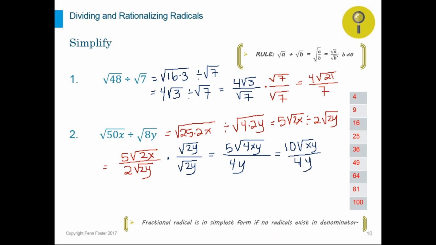10 and 4 are even numbers. Divide over 2. It will give you a 5 here. Divide over 2 will give you a 2. Let's rewrite the final and simplest form of the answer. 5 square root of xy divided by 2y. That's it.